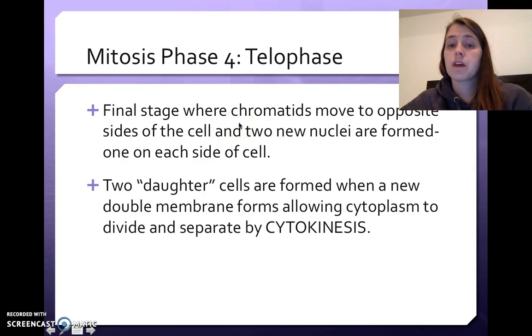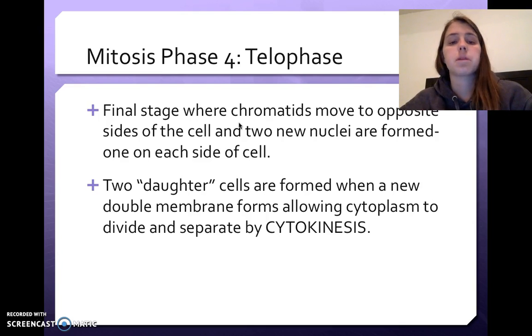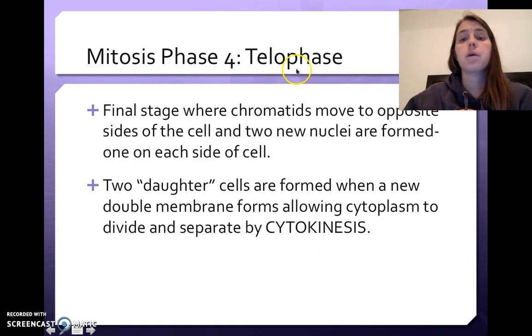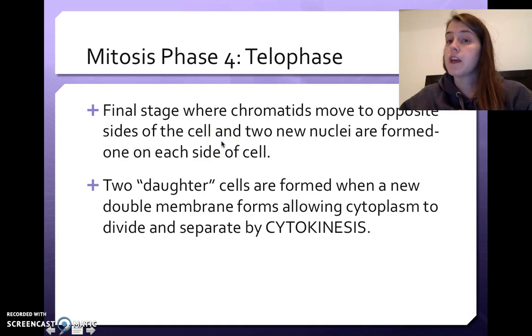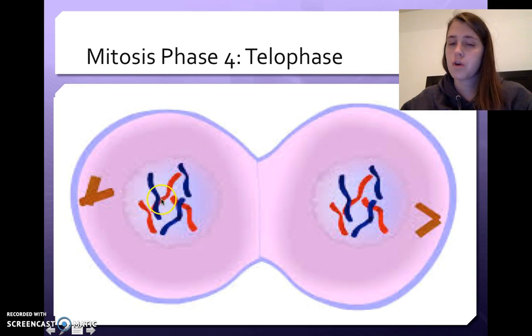This is the final stage where the chromatids are at the opposite ends of the cell, and two nuclei are formed around each of these new sets of chromosomes. The two daughter cells are formed when a new double membrane forms, allowing the cytoplasm to divide and separate by cytokinesis. So cytokinesis is not a part of telophase. It's the next phase in the cell cycle. But at this point, telophase is just where these chromatids are at the opposite end, and there are now nuclei that surround them to protect those chromosomes.